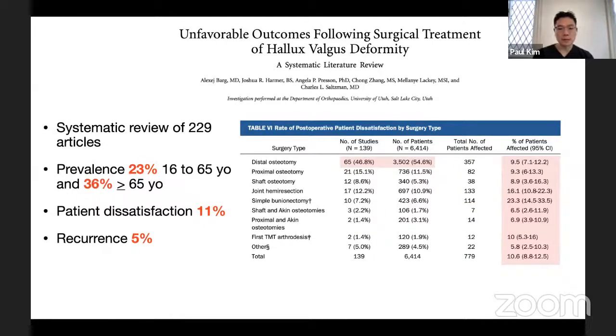This is important because, as you'll know, hallux valgus deformity is not a static deformity. It's a progressive deformity that gets worse over time. And in their study of the different procedures, the most common procedure performed was the distal osteotomy. If you look at the distal osteotomies, the dissatisfaction rate was about 9.5%, which is quite high. Overall, patient dissatisfaction with hallux valgus surgery was 11%, and this is an important number. Recurrence was 5%, which is a true number. Even in my hands, I would say about 5% of my hallux valgus deformities did recur.